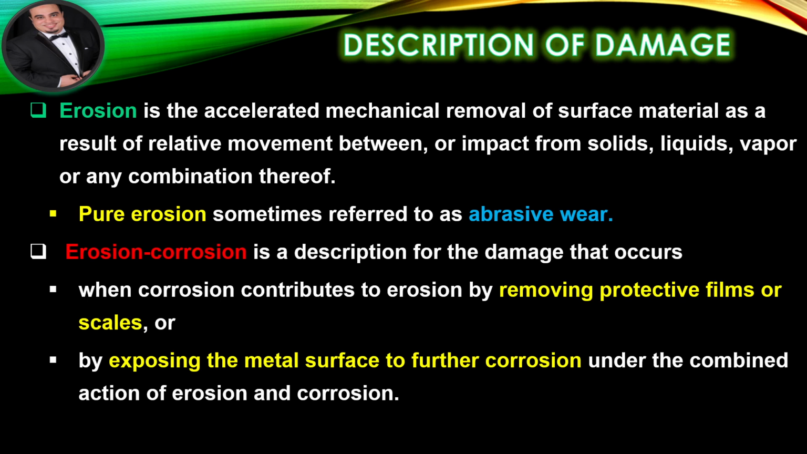Erosion-corrosion is a description for the damage that occurs when corrosion contributes to erosion by removing protective films or scales, or by exposing the metal surface to further corrosion under the combined action of erosion and corrosion.